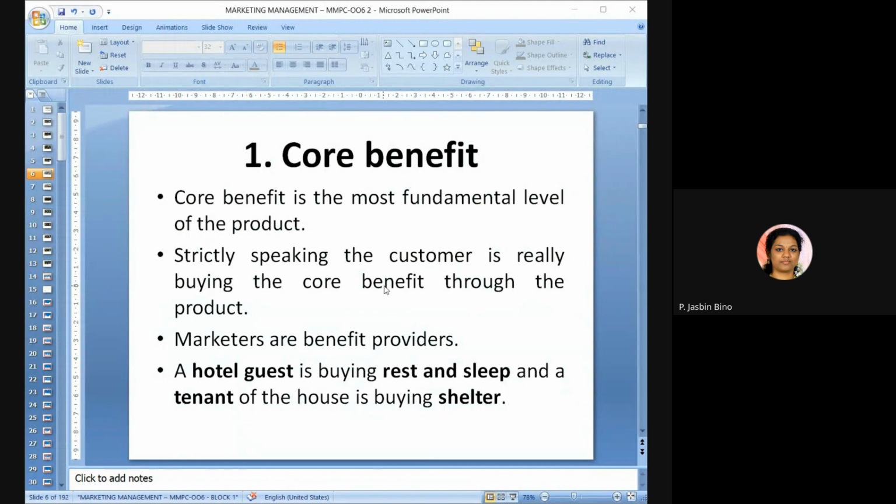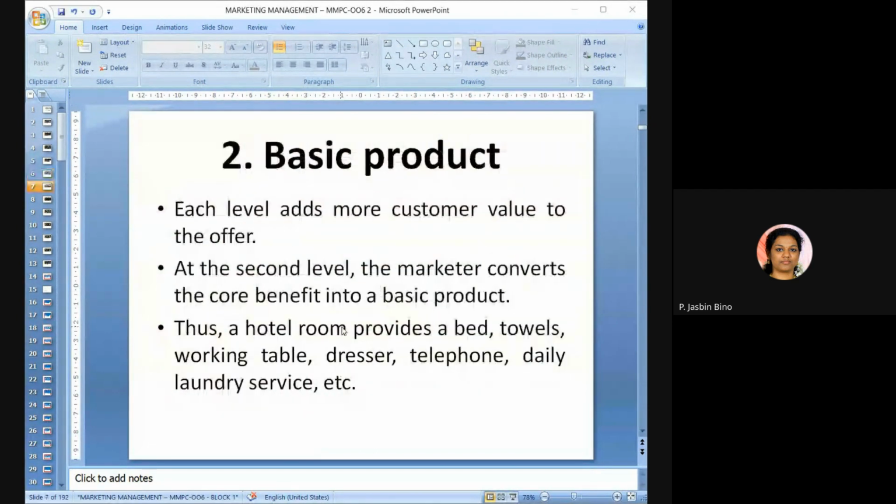That is the main thing. That is what they seek from the product. That is the benefit, or the core benefit. The second one is the basic product. Every level adds more customer value to the offer. At the second level, the market normally converts the core benefit into a basic product.